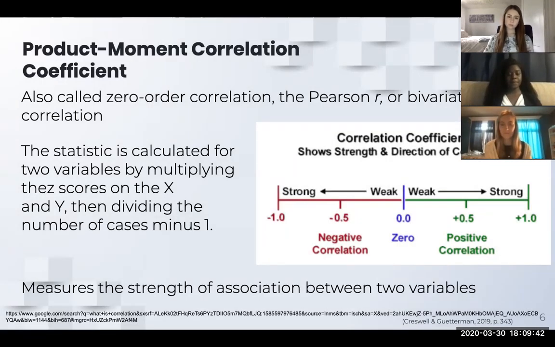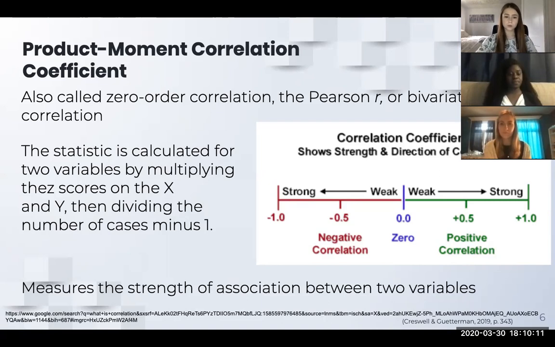So the product moment correlation coefficient is also called zero order correlation, the Pearson R, or the bivariate correlation. As shown in the photo, the statistic is calculated for 2 variables by multiplying the Z scores on the X and Y axis and then dividing by the number of cases minus 1. It measures the strength of association between 2 variables. And we're going to talk a little bit more about this further in the presentation.